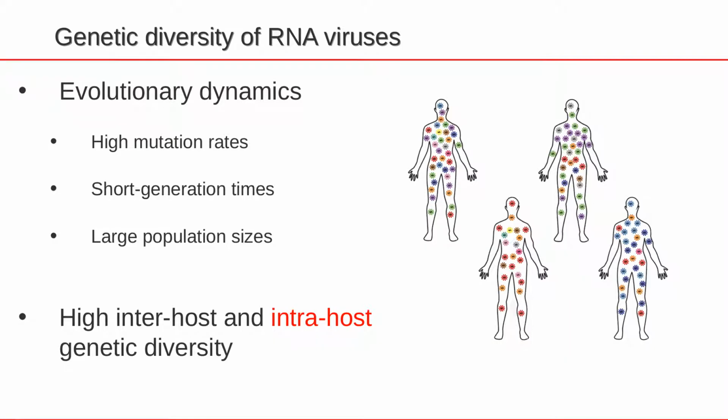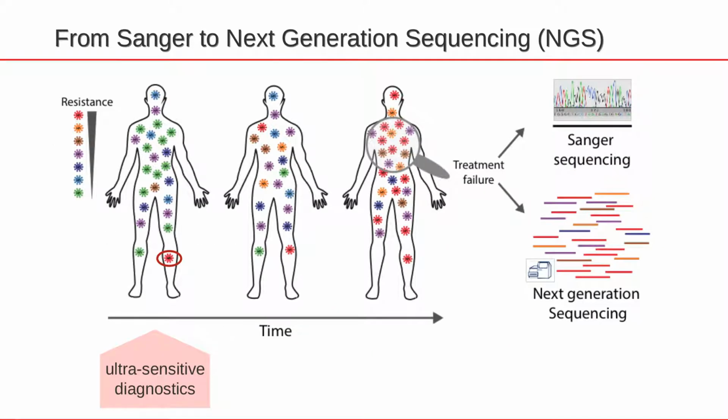RNA viruses have characteristics which have impact on the dynamics of their evolution. They have higher mutation rates, they have short generation times, and exist in large population sizes. This gives rise to both inter-host and intra-host genetic diversity. Such viruses can exist as a mixture inside a host. Over time, new variants may arise which can carry characteristics that impact on the treatment of the patient.